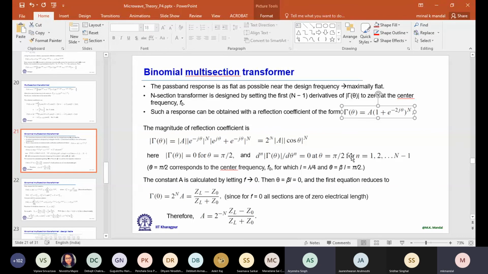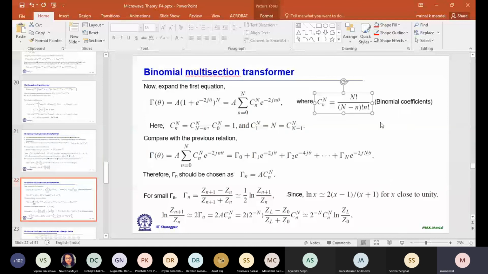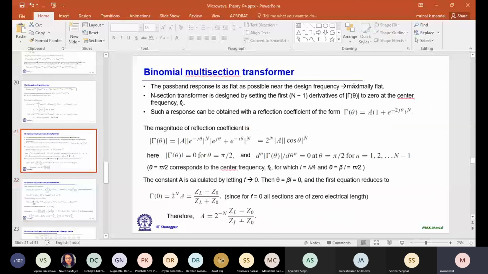We say yes. So there can be some other possible solutions. Here the target is that we can use this relationship, binomial coefficients. So it takes the name from here, binomial multi-section transformer. Whatever you take, it has to satisfy this basic condition. Then the solution takes this form. Whoever did it for the first time did it intuitively. All right, thank you, sir.